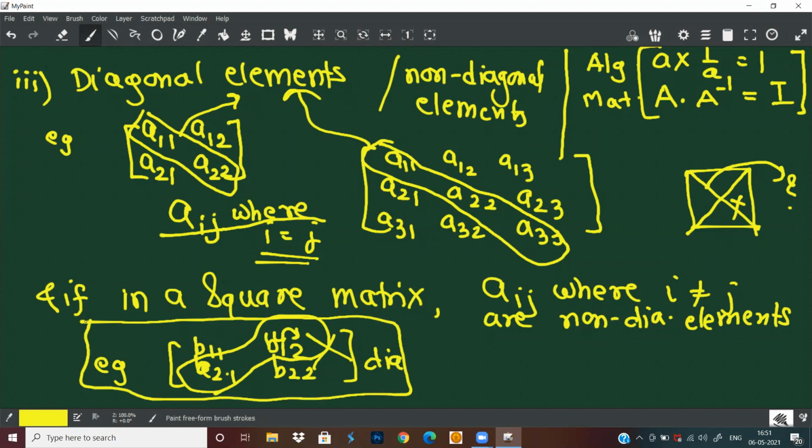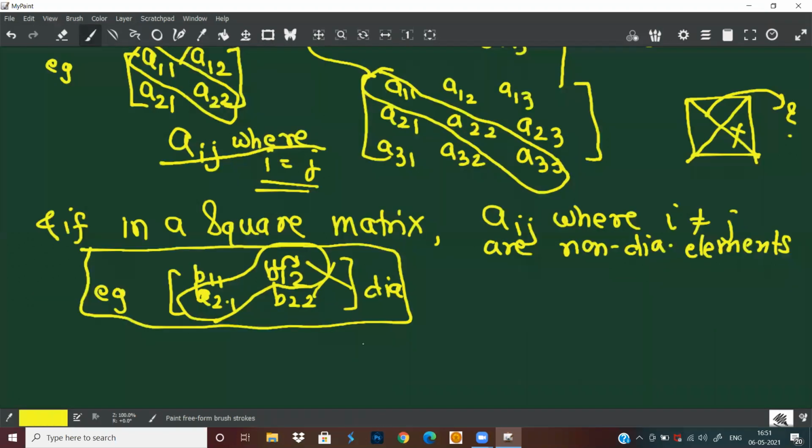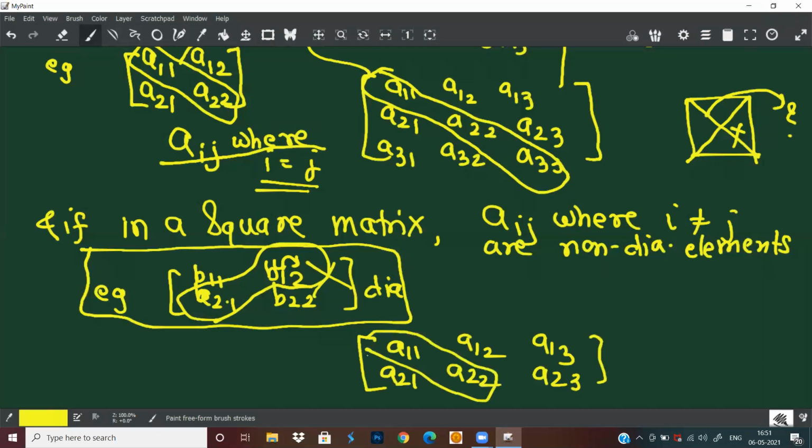So first remember, in square matrices we have singular and non-singular, and in square matrices we have diagonal elements and non-diagonal elements. If you ask me about this matrix, A11 A12 A13, A21 A22 A23, is this the diagonal because i is equal to j? No, because this is incomplete. This is a rectangular matrix. Diagonal elements and non-diagonal elements will be there only in a square matrix. Is that clear?